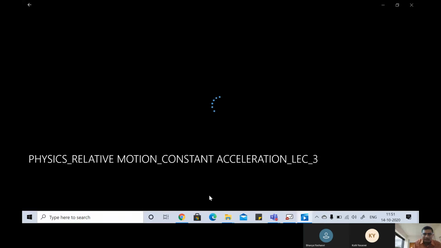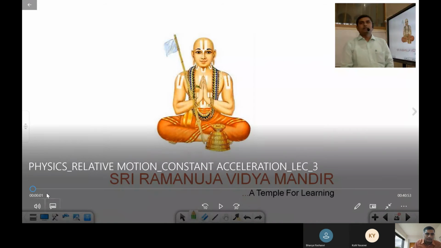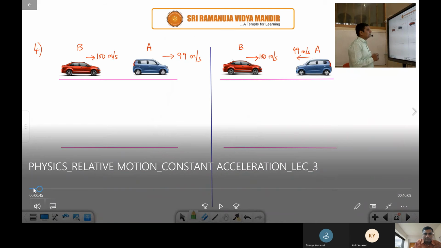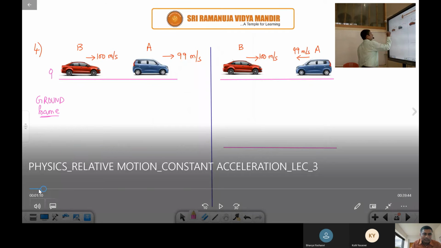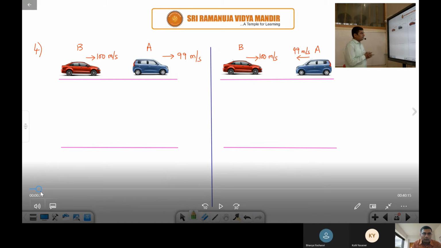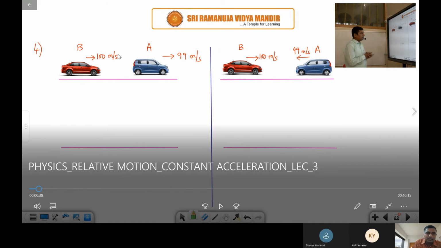Suppose, let us say this third lecture, I gave you another example. I think I gave this in the last class, some homework problem. There are two cars. Car A is moving at 99 meters per second to the right. Car B is moving at 100 meters per second to the right. The second case is the same magnitudes but opposite directions. In which case will there be a serious or hard collision?